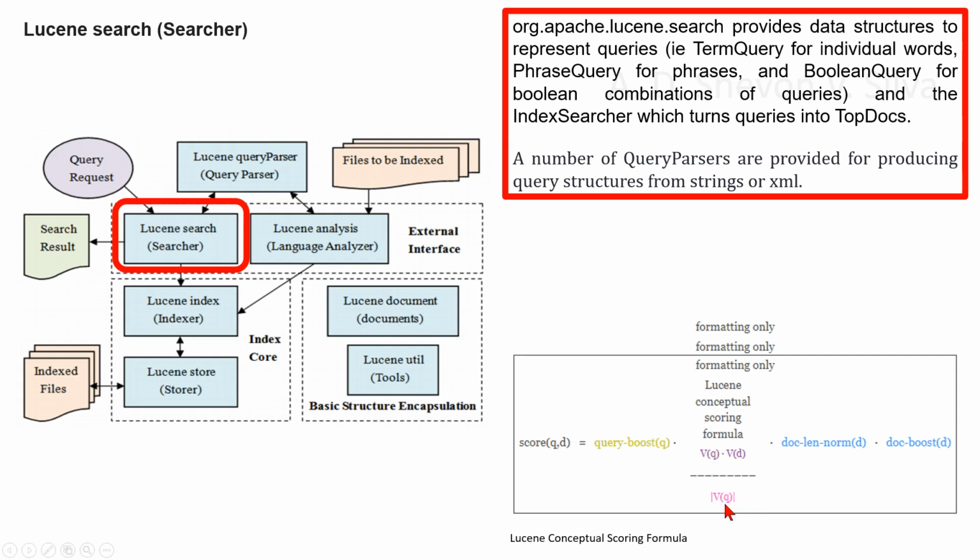Comparability to a certain extent of two or more queries. The document length norm, doc length norm D, and the document boost, doc boost D, are known at indexing time. They are computed in advance, and their multiplication is saved as a single value in the index, norm D.